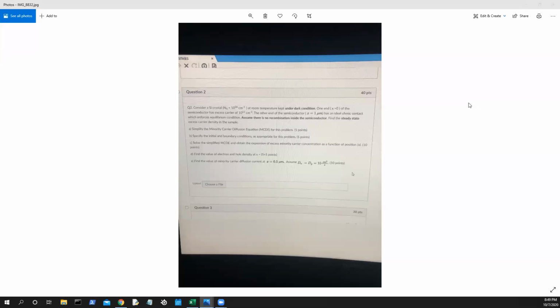So if you look at question 2, part D, you can see that, at least for mine, it doesn't have a value to plug in at x. Yeah, it's supposed to be 0.5 micrometers. Got it. That's what it is on the slides. All right, we'll go for it.